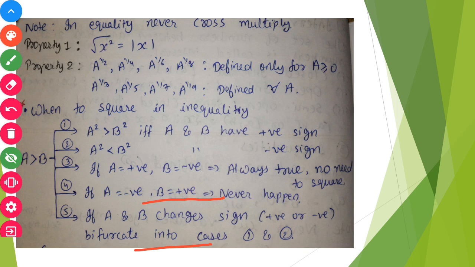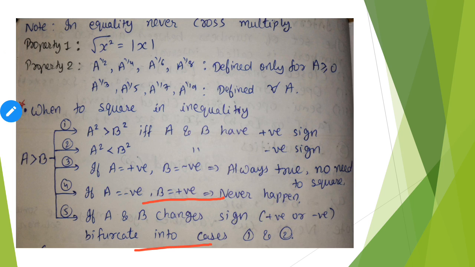Now there is a note: in inequality, never cross multiply. As we have seen earlier, in inequality we should not cancel the variable. Similarly, we should not directly cross multiply any number, because, as we have seen in the earlier rule, when it is negative, the inequality sign changes, and if it is positive, the inequality sign doesn't change. So you have to take care that we don't directly cross multiply if we don't know whether the number is positive or negative.